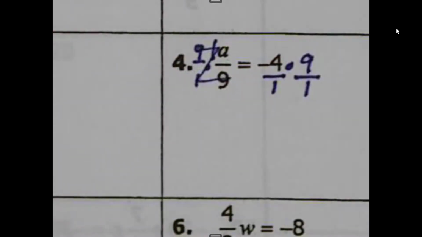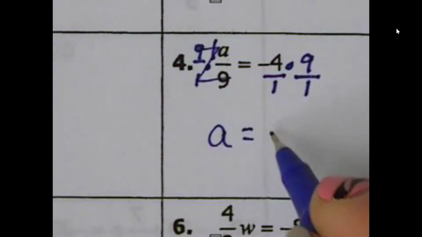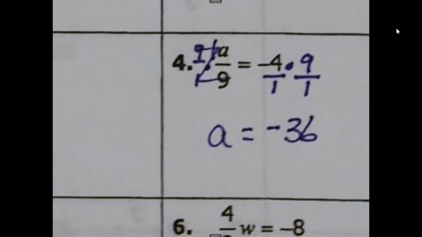9 over 1 times 1 over 9. Okay, so there we go. That just gives us our 1. So I just kind of zap it out. A equals negative 4 times 9 is negative 36.